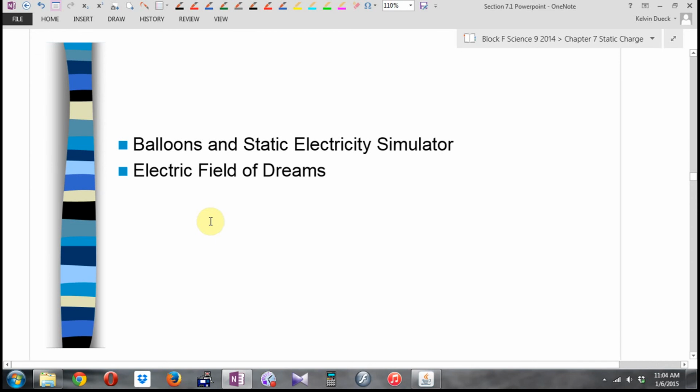So I wrote down here balloons and static electricity simulator. I showed you that. But now we need to talk about witchcraft. We need to talk about why, when you had those two pieces of tape and they were either repelling or attracted, that wasn't witchcraft. It turns out in physics, we have something that we call action at a distance.